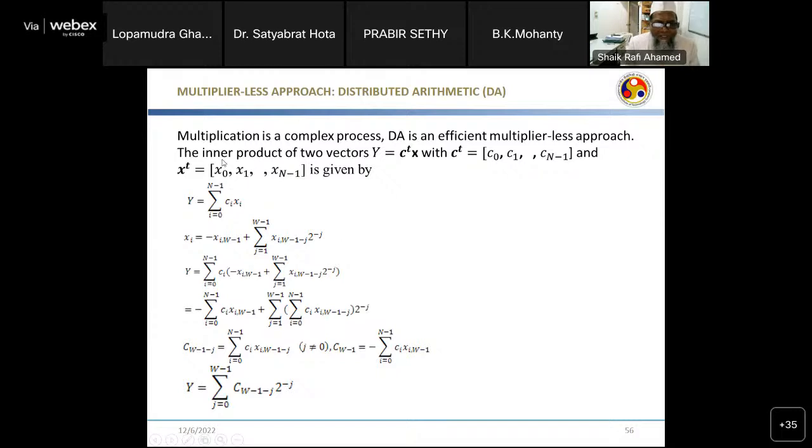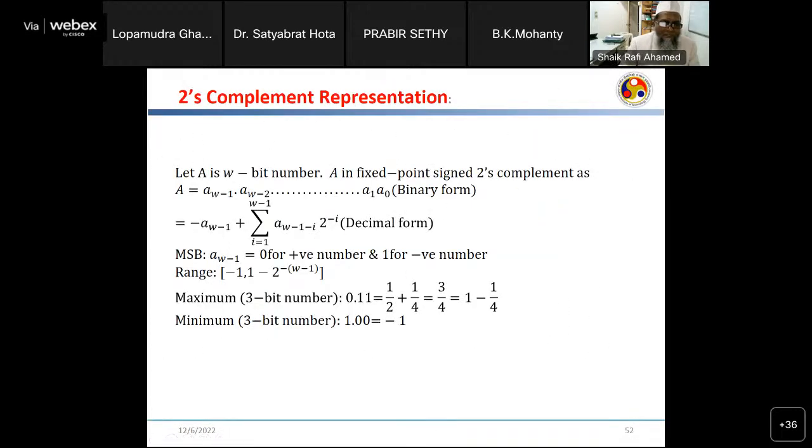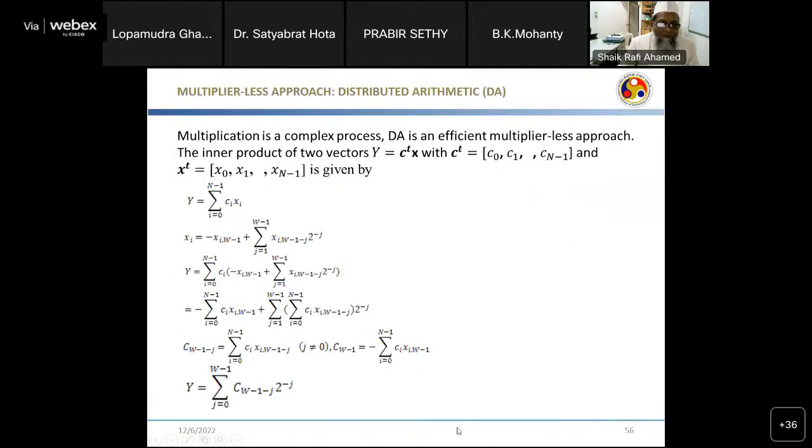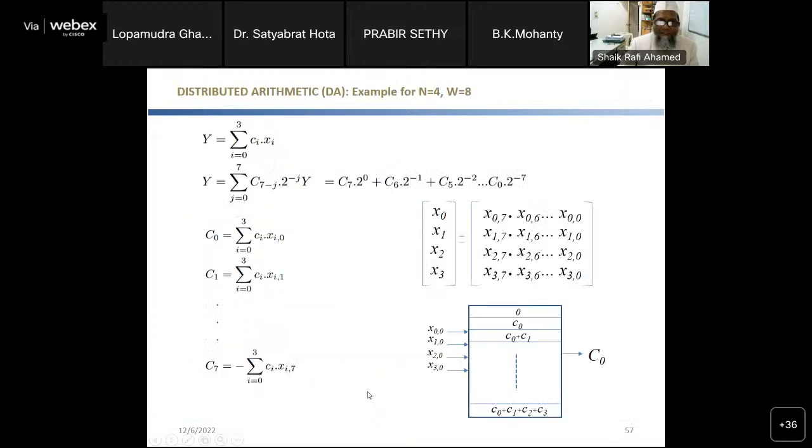That is, we have considered the inner product here. Here Xi I am going to represent in 2's complement, as I already discussed, in this manner. Whereas Ci I have taken as a fixed number. After this manipulation, we finally get this type of architecture. Here we get Y equal to C7 times 2 raised to the power of 0, C6 times 2 raised to the power of minus 1, and so on up to C0 times 2 raised to the power of minus 7.